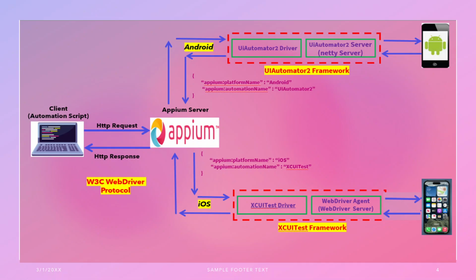It may be Android. In case of Android, it will go to UI Automator 2. If it is iOS, it will go to XCUITest. There the session ID is created. So this is the flow of capabilities from client to server, and from server to these frameworks. I'll explain exactly how the flow happens when we get to the mandatory or session creation capabilities.